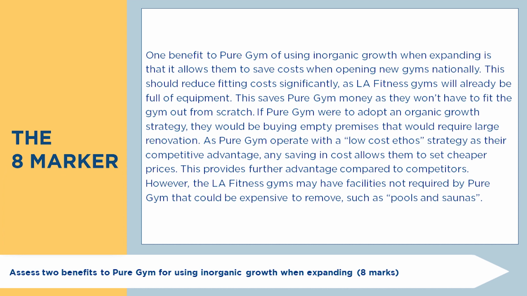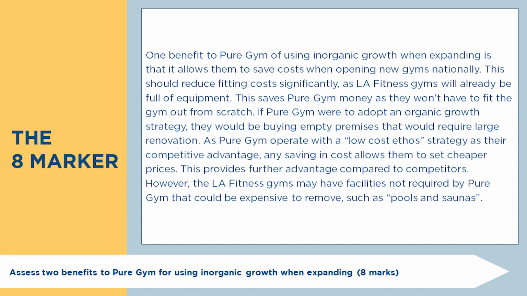We do need a however, though. So that, however, doesn't need to be very long. It can just be one sentence. So here we go with, however, the LA Fitness gyms may have facilities not required by Pure Gym that could be expensive to remove. It mentions saunas and swimming pools, so you could mention how potentially they might be difficult to remove, and so as a result, this equipment might not be easily or cheaply replaceable.